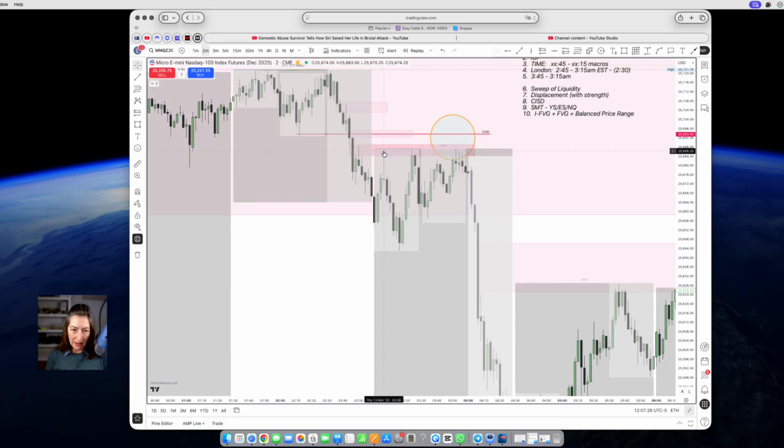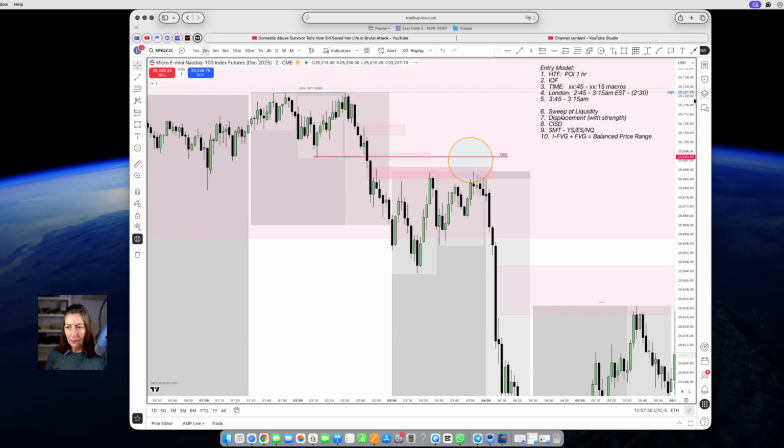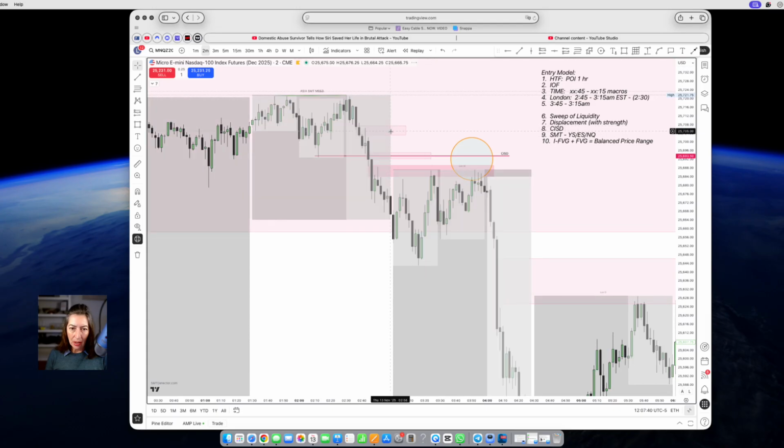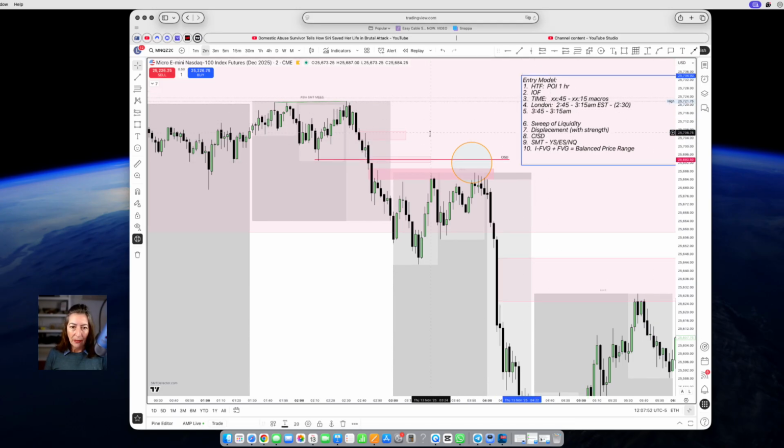Now, why this SIBI? Why not this SIBI or this SIBI? Well, when price is moving fast, it often won't come back into these SIBIs up here. Now, if you enter a buy up here, and wait for price to come up, you might miss the run. Now, if price does come up here, this is a great entry. So it's up to you and your model what you prefer.